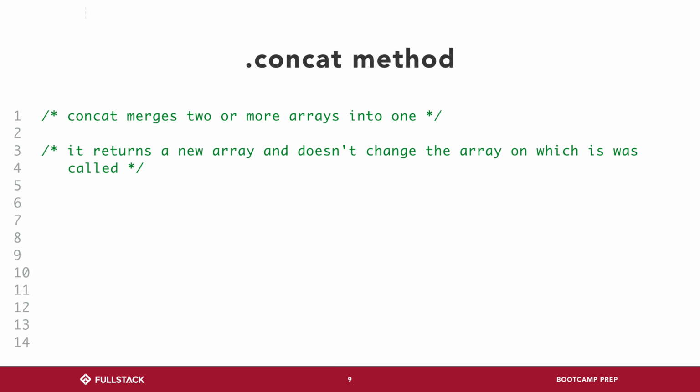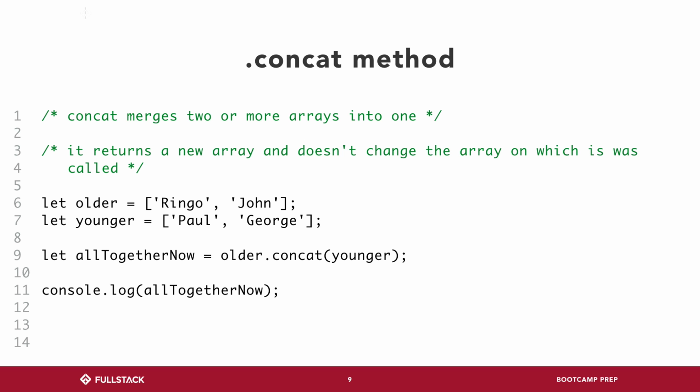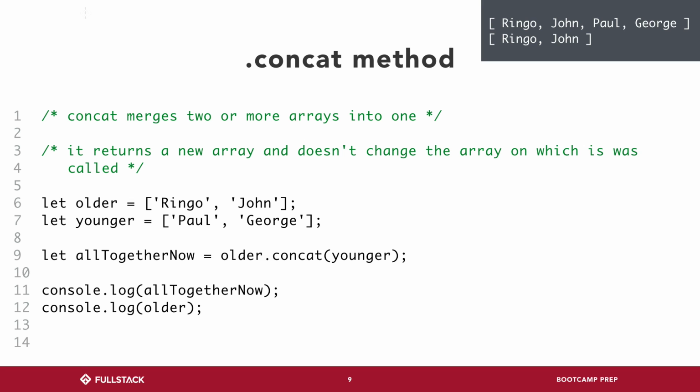And so it's a good way to combine, like if you wanted to make this into a really long array with Ringo, John, Paul, and George all in one array, then you see all together now has these two combined like this, and then the older is still this. Like it doesn't change any of the existing arrays, which is good. You always want to leave the original arrays with the original values.